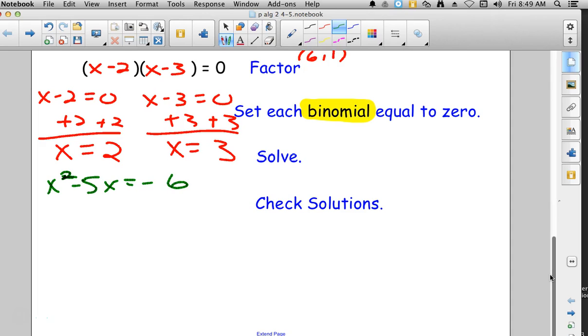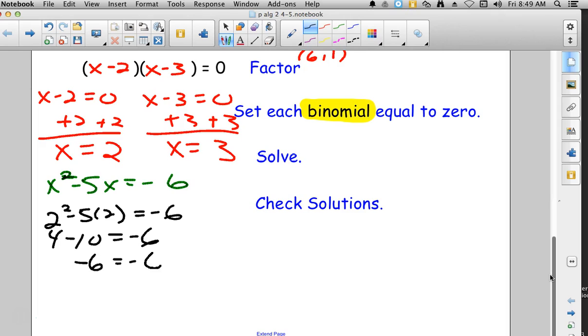And it has to work for both of them, not just one. So if we put a 2 in here, this is going to say 2 squared minus 5 times 2 equals negative 6. 4 minus 10 equals negative 6. Yeah, it does. So the 2 is good.